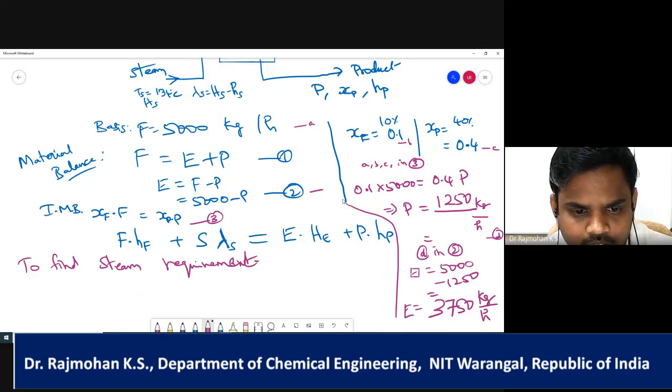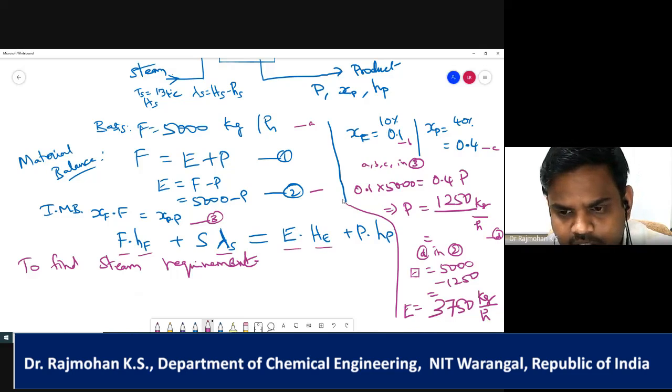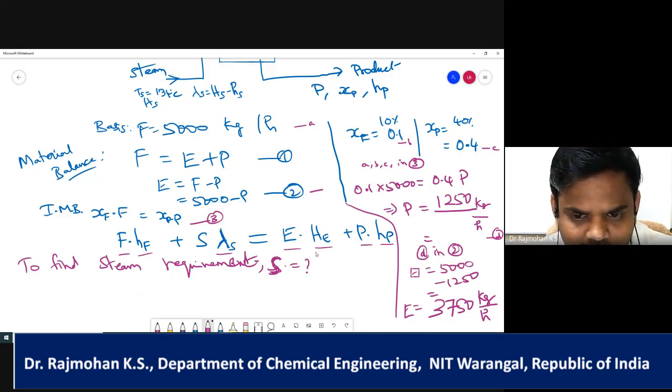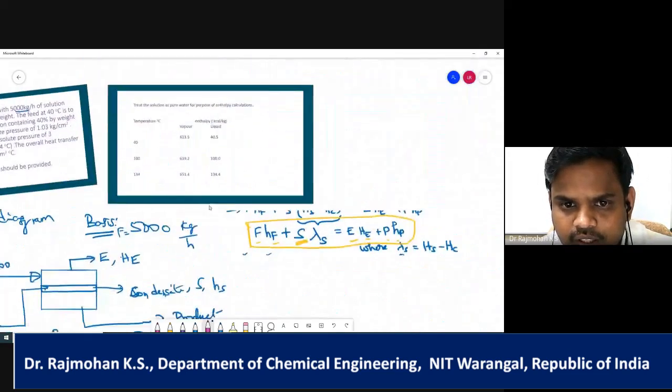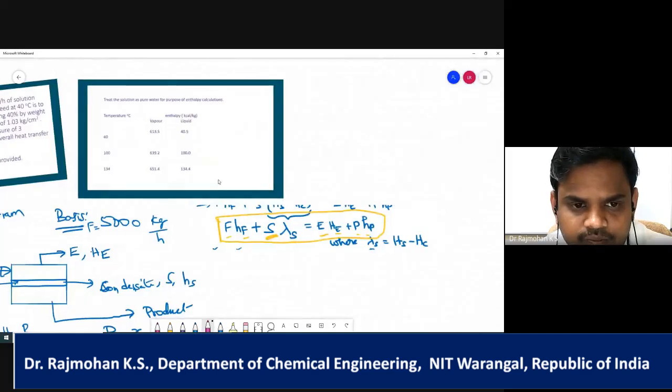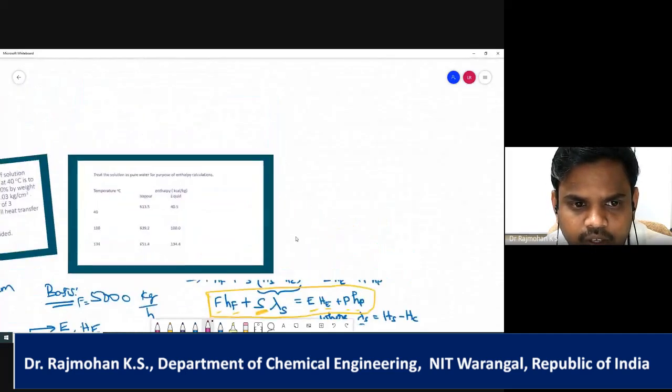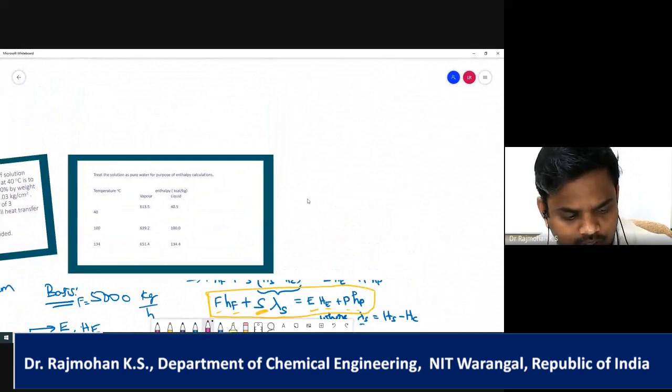so here we have all the data. F we know, HF we know, lambda S we know, E we know, HE we know, P we know, HP we know. So only unknown parameter is S. Please proceed to solve this problem to get S value. S equal to what? So how to write this HF value, that I will tell you with this given data. With this given data, we should be able to write what is our HF value.